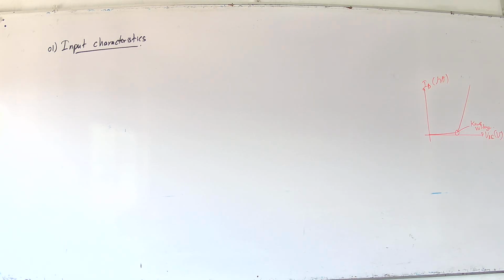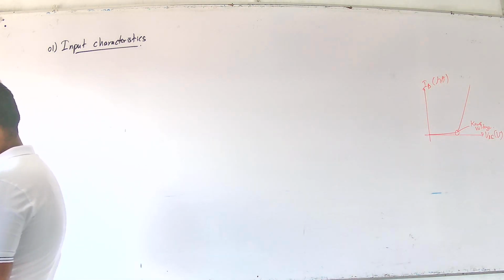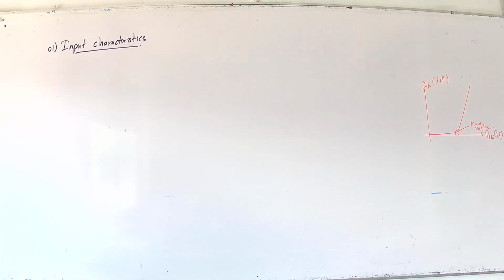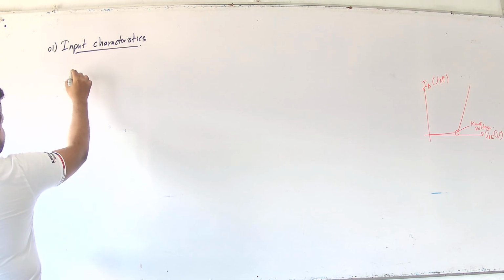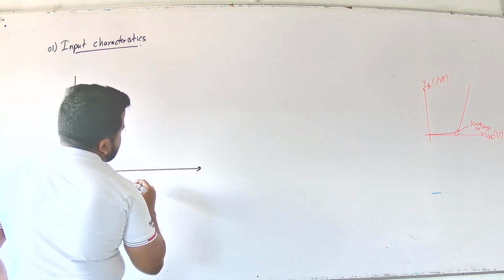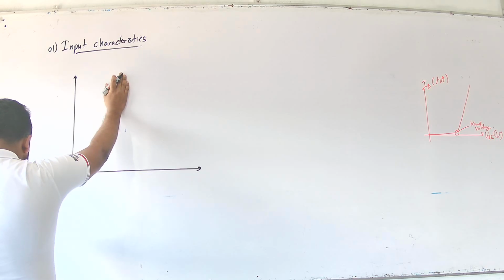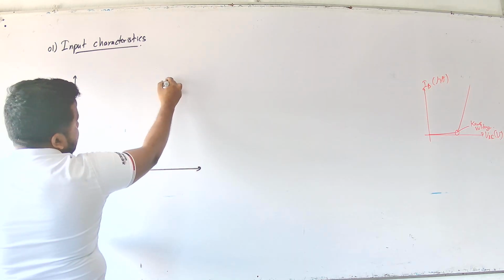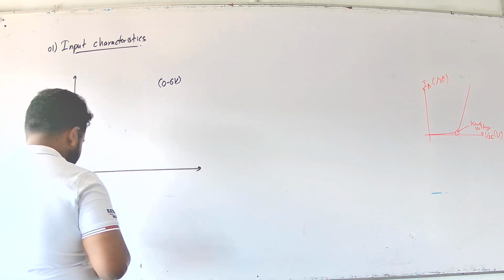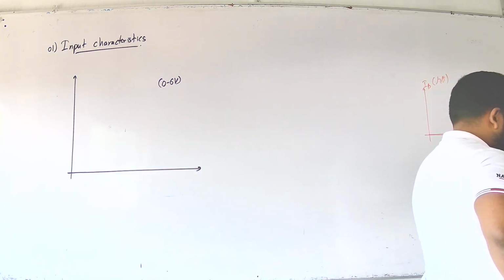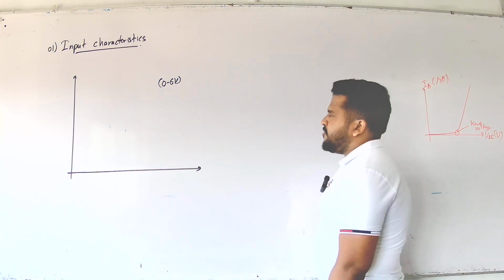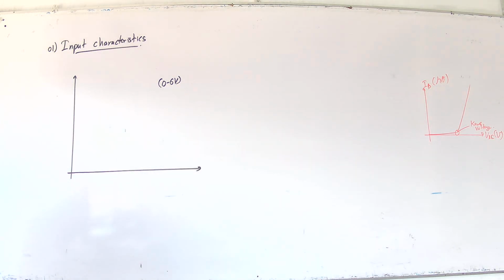VCE can be maintained at a constant value in the range 0 to 6 volt. VBE can be varied by varying R1.